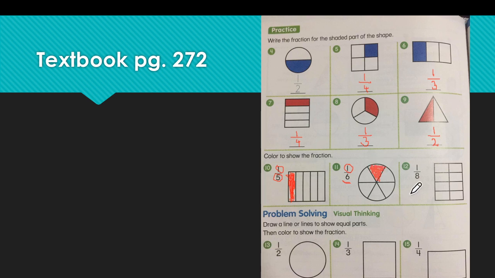Good job. Now, that one is called 1/8. It has 8 equal parts. 1, 2, 3, 4, 5, 6, 7, 8. 8 equal parts. How many are shaded? Again, 1. You can choose any one of these to color with your color of your choice. I will choose that one.